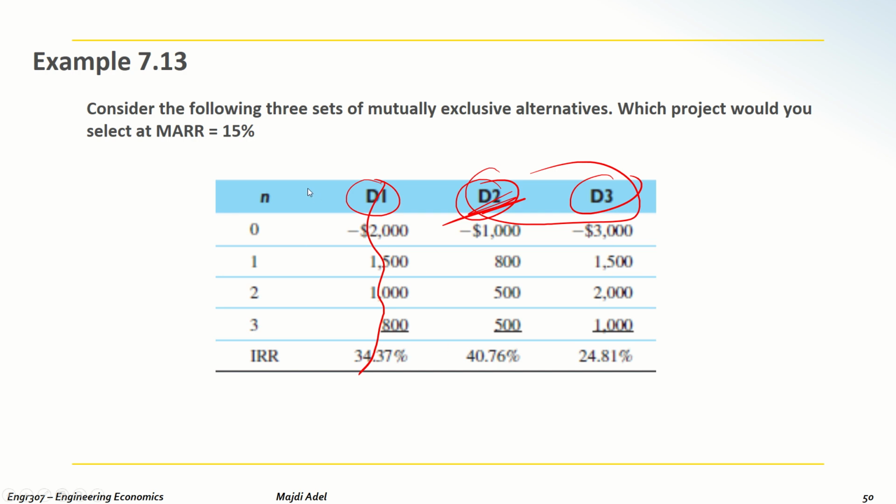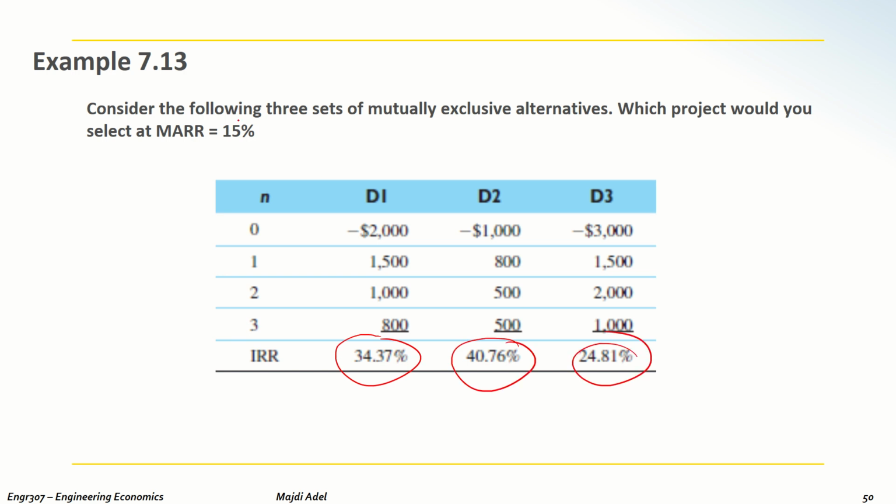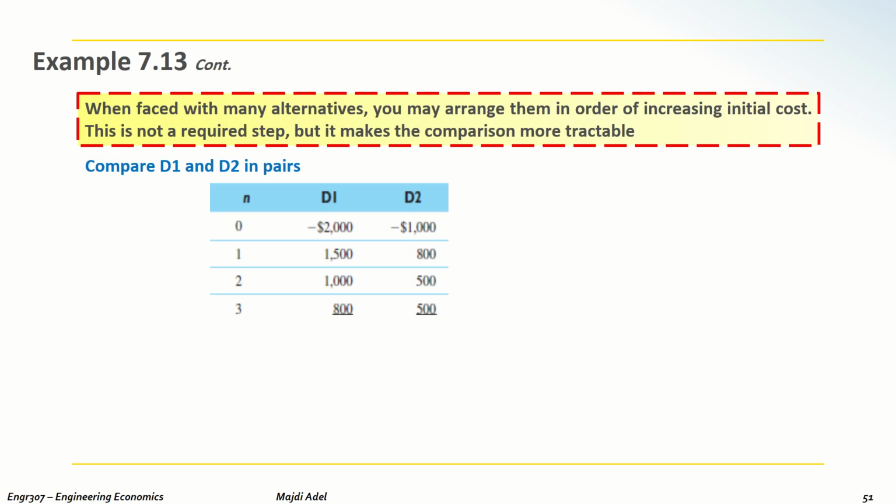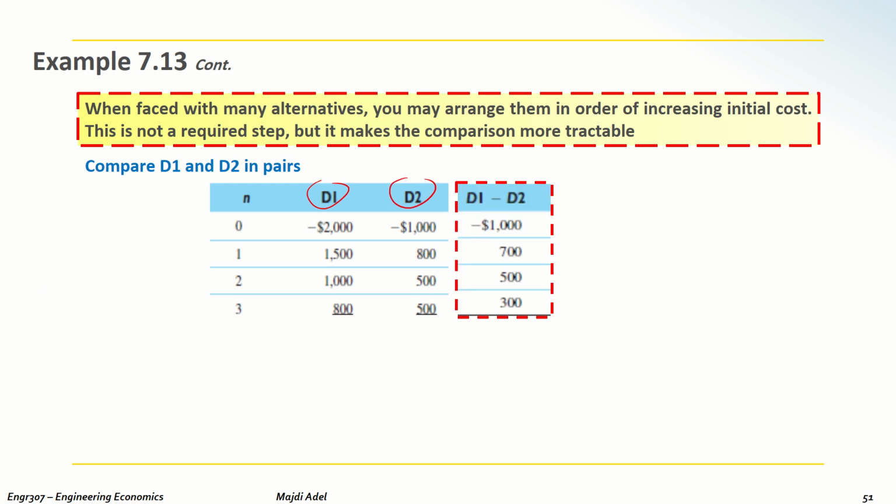And in our example, we have three mutually exclusive alternatives. As you remember, the first step is to make sure that the internal rate of return for each project is greater than MARR. MARR is 15%, all of them are greater than 15%, then all of them are accepted, then I can move to the incremental analysis. At the beginning we are going to compare D1 and D2. And now we want to find the incremental cash flow. The incremental cash flow is D1 minus D2.